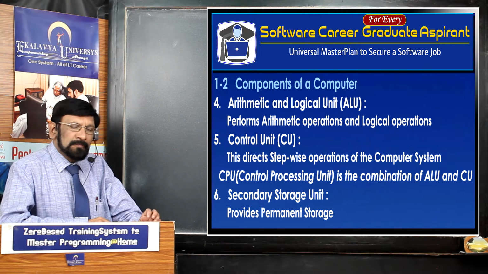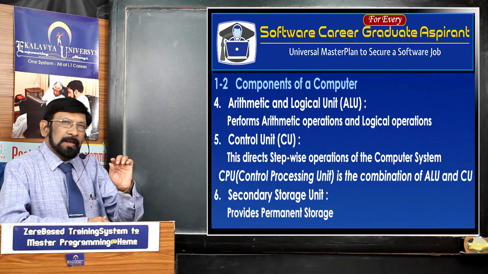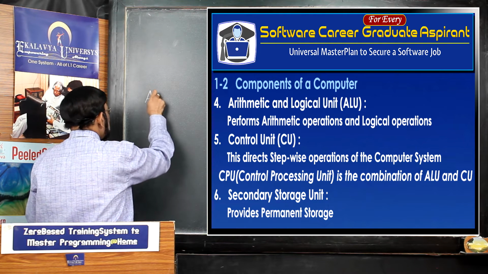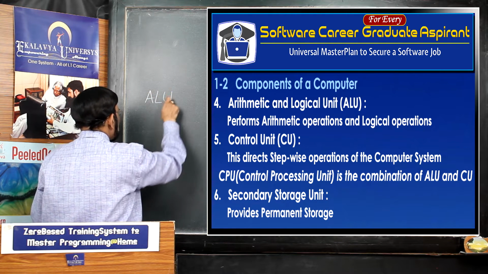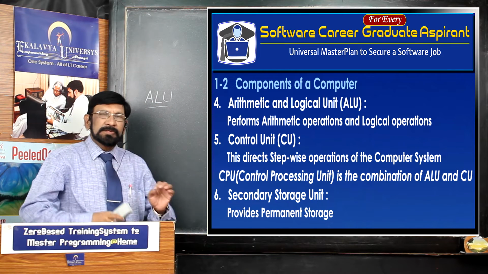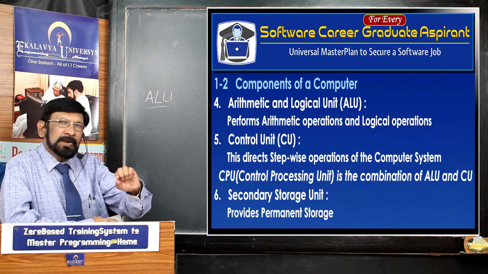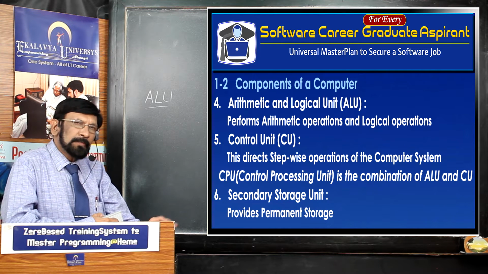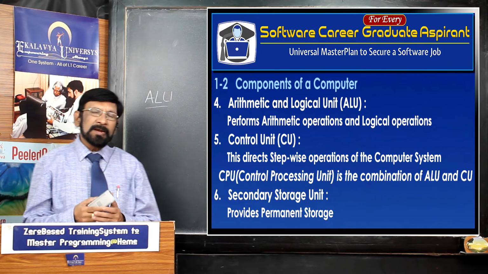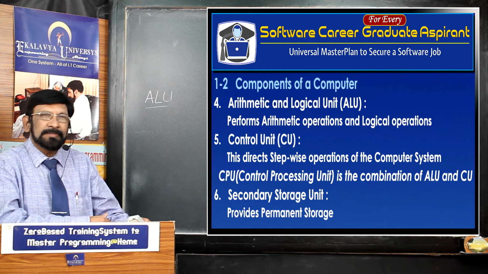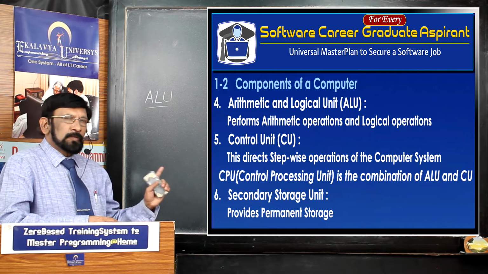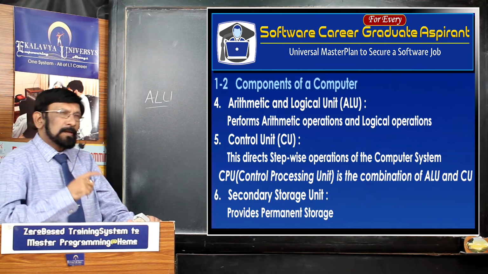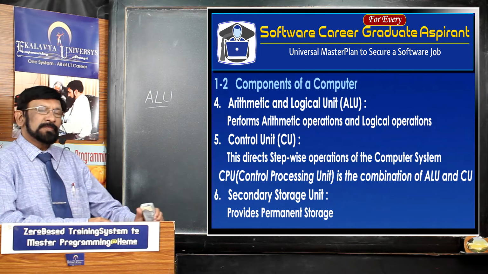The fourth component in a computer is the arithmetic and logic unit. Simply, it is known as ALU. That means this is meant for performing arithmetical operations as well as logical operations. Without performing these operations, we cannot take a decision. A computer also, without performing these operations, cannot take a decision.